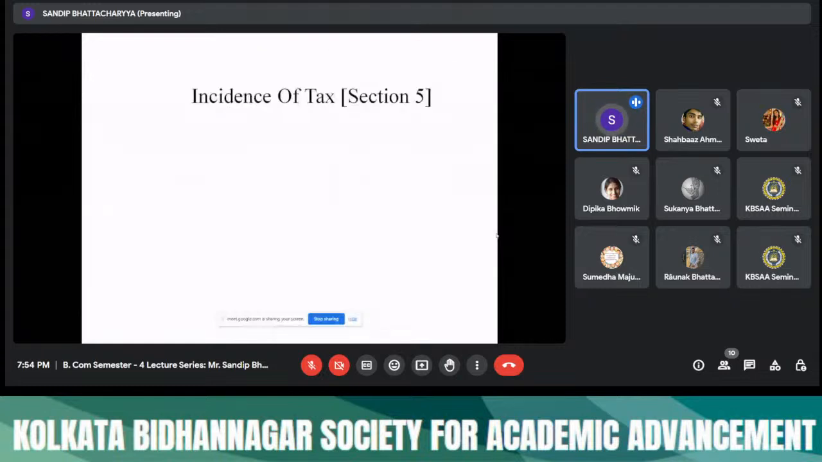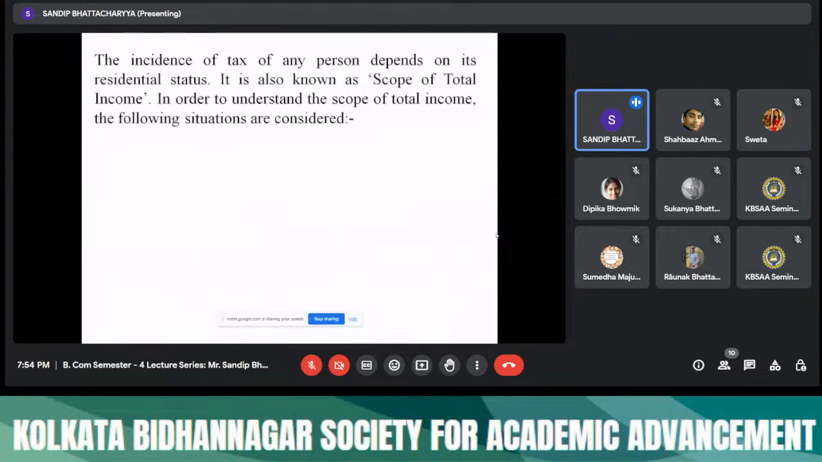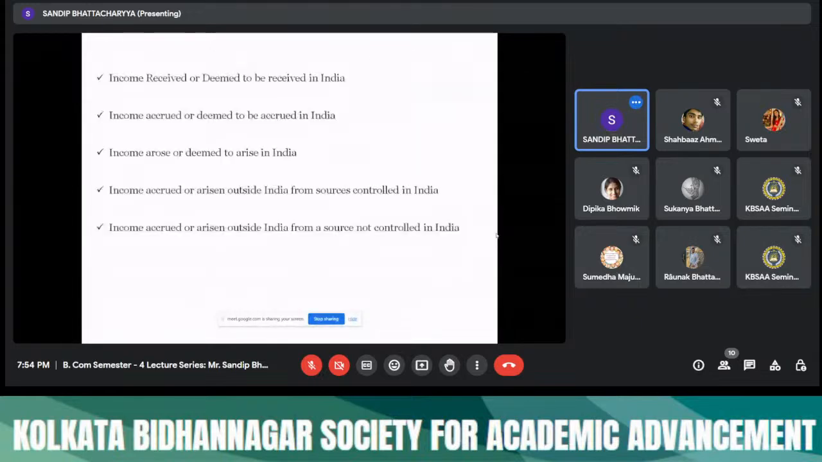Now, the second part is the incidence of tax. This section you know very well. I am just keeping it to 2 or 3 minutes. In the incidence of tax, in your syllabus, all things come in this form of information: income received or deemed to be received in India, income accrued or deemed to accrue in India, and income arising or deemed to arise in India.